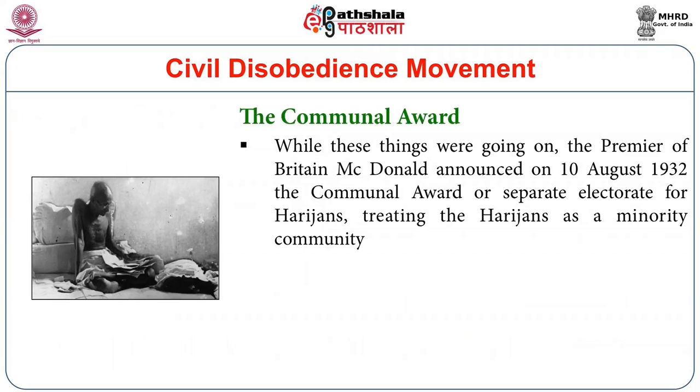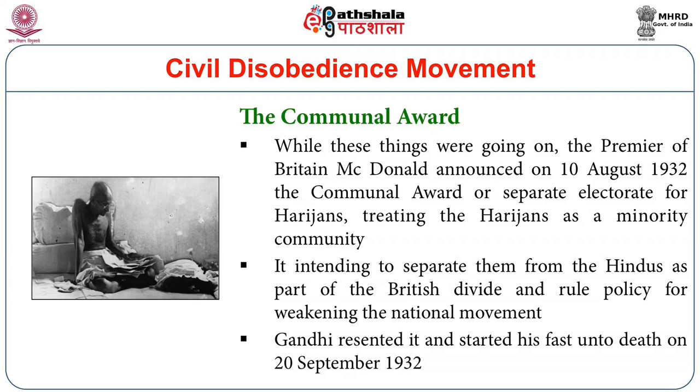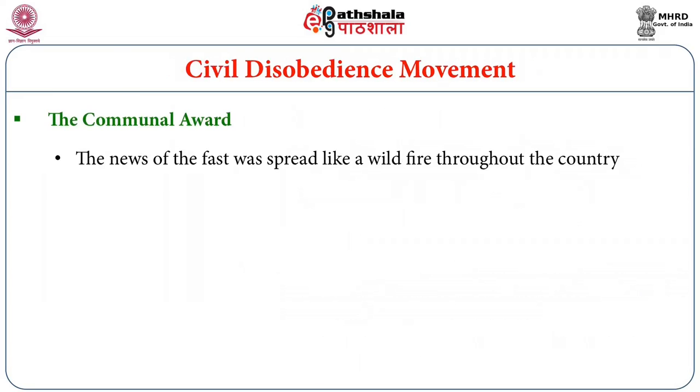While these things were going on, the Premier of Britain, Macdonald, announced on 10th August 1932 the communal award, or separate electorate for Harijans, treating the Harijans as a minority community. This communal award was intended to separate them from the Hindus as a part of the British divide and rule policy for weakening the national movement. When the communal award was floated by the British, Gandhi resented it and started his famous fast unto death on 20th September 1932. The news of the fast spread like wildfire throughout the country.